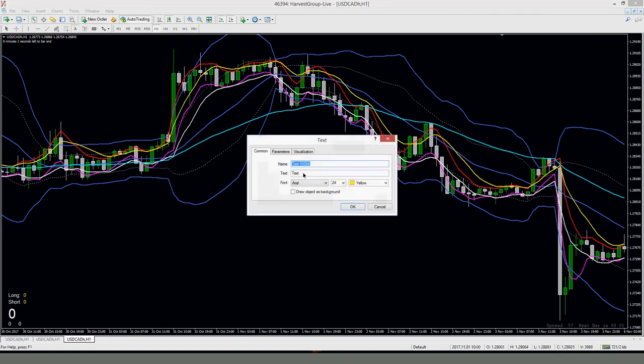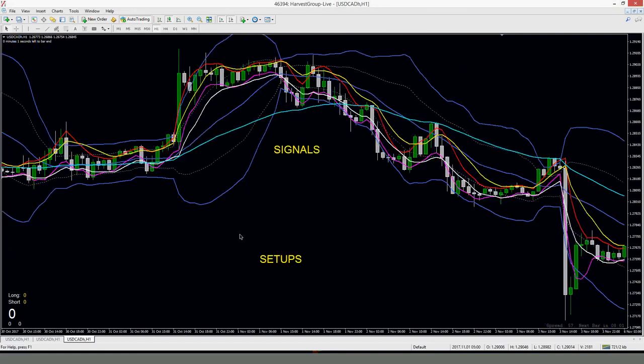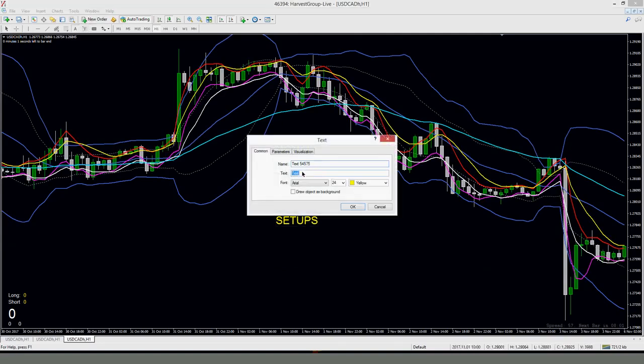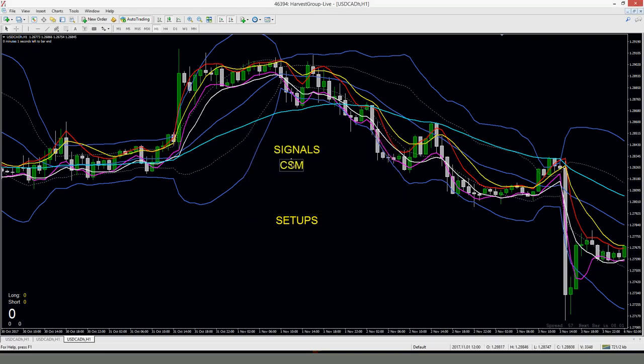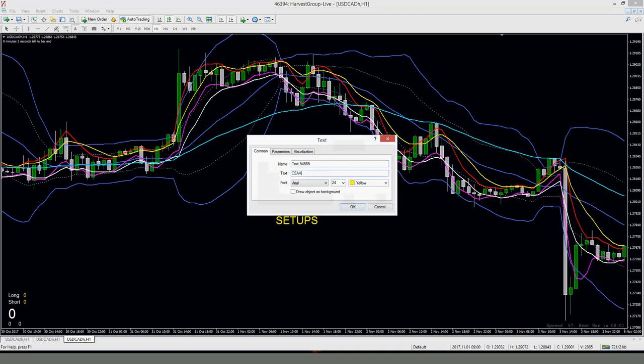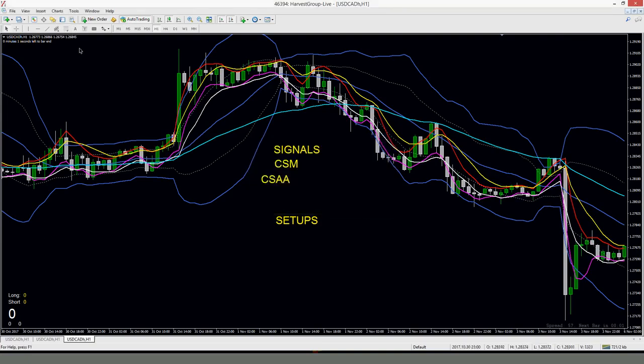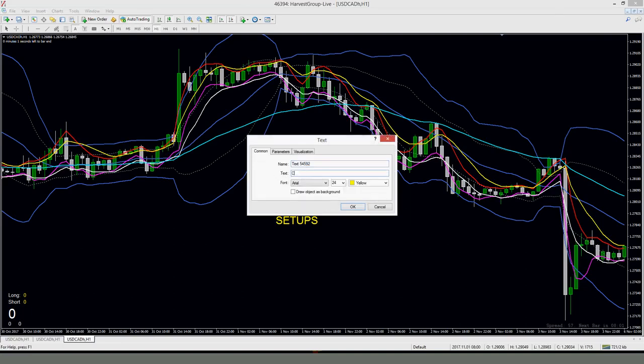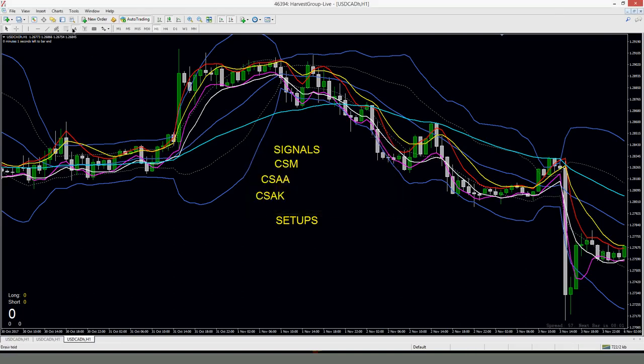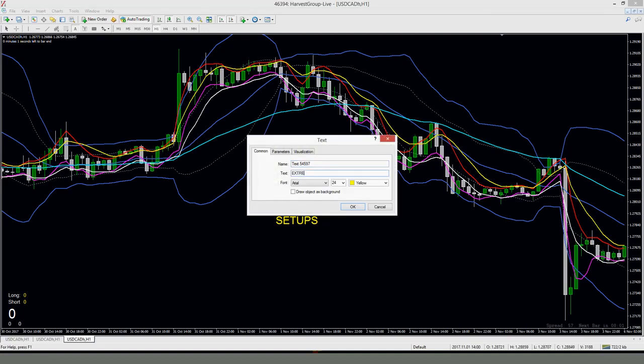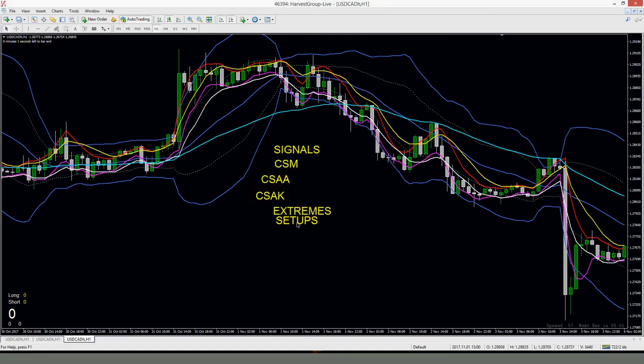And okay, setup. So the first signal is obviously CSM. Second one, CSAA. Third, CSAK. And finally, extremes. Okay. So let me just put that over here.